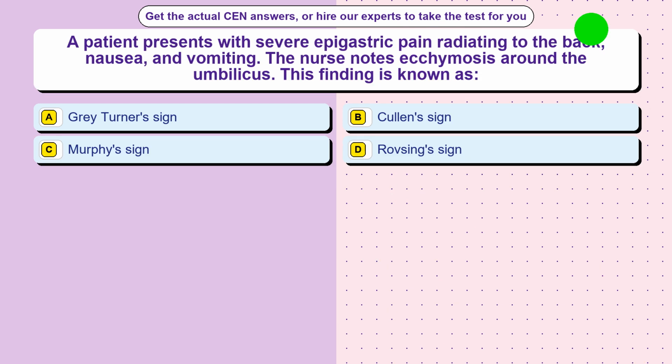Question 64. A patient presents with severe epigastric pain radiating to the back, nausea, and vomiting. The nurse notes ecchymosis around the umbilicus. This finding is known as Option A, Grey Turner's sign. Option B, Cullen's sign. Option C, Murphy's sign. Option D, Rovsing's sign.